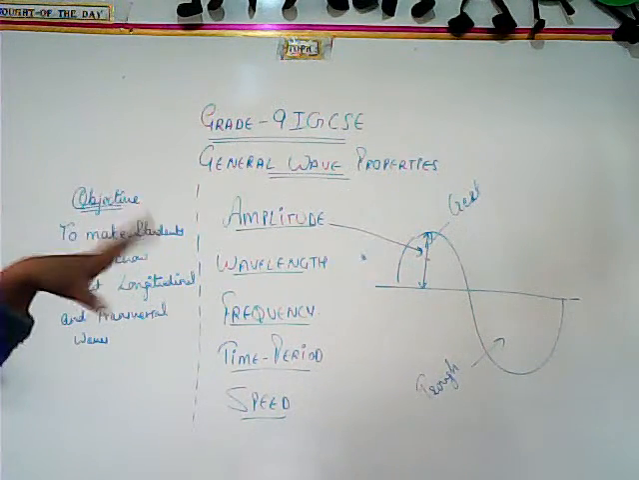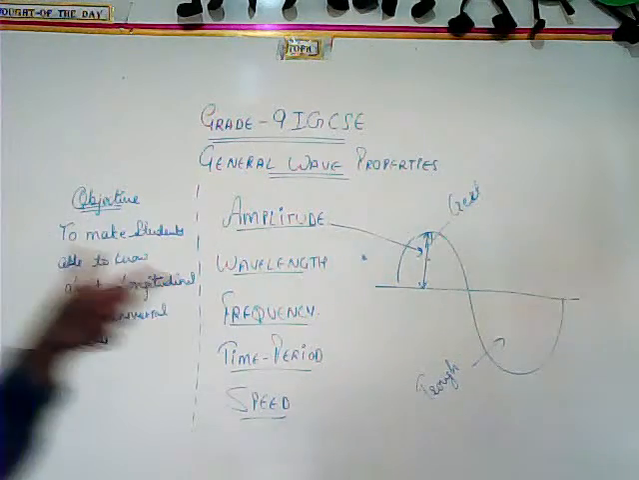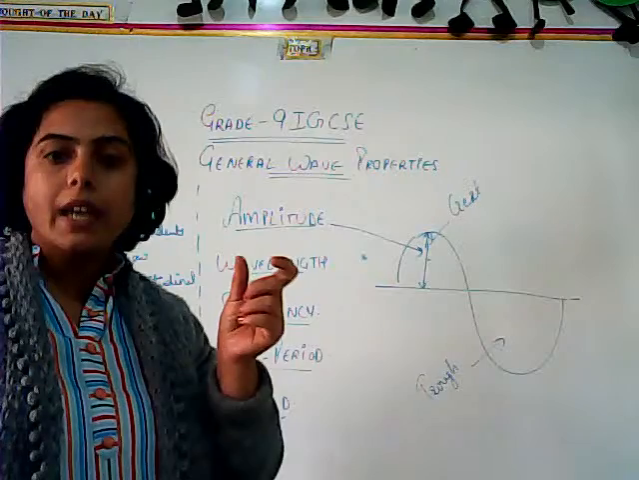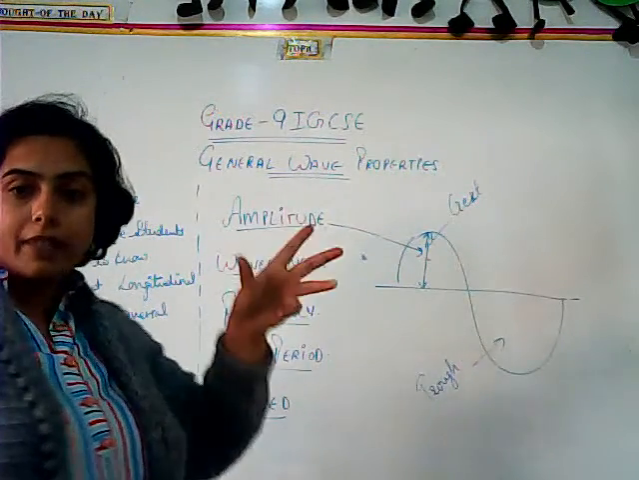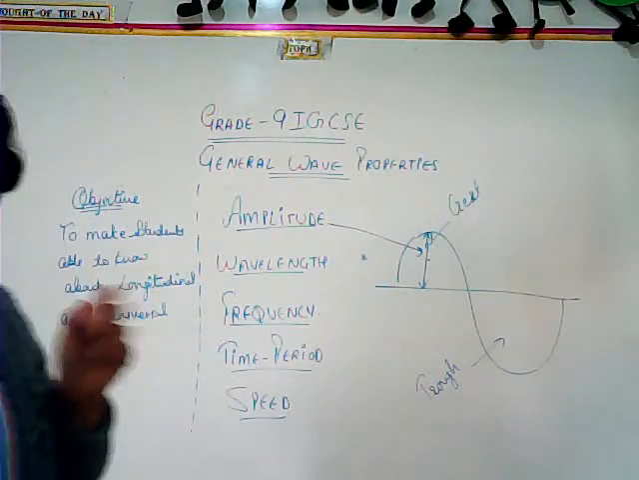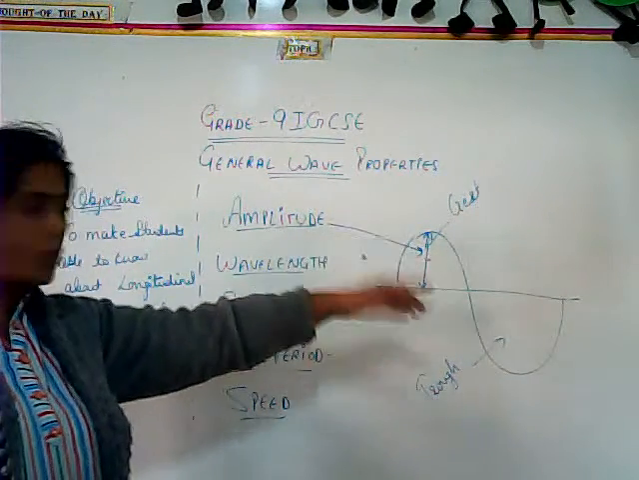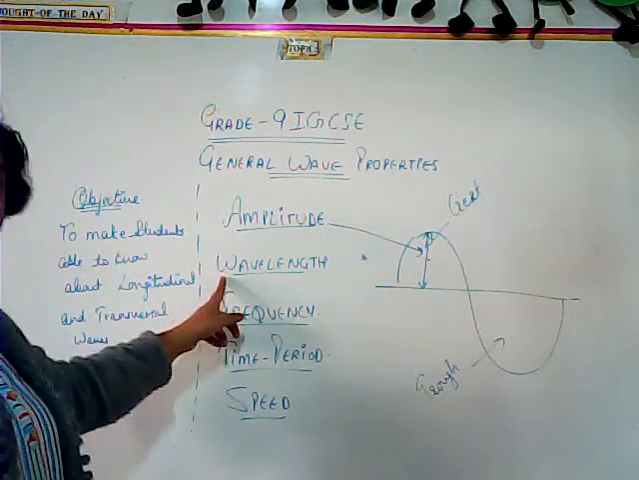Based upon amplitude, we can increase or decrease the loudness. जैसे the speakers which we have, जो amplifiers हमारे पास होते हैं. In that we increase or decrease the amplitude to make the variations. So that we are going to study. So amplitude is the height of the crest or the depth of the trough. Moving on with the next, that is wavelength.